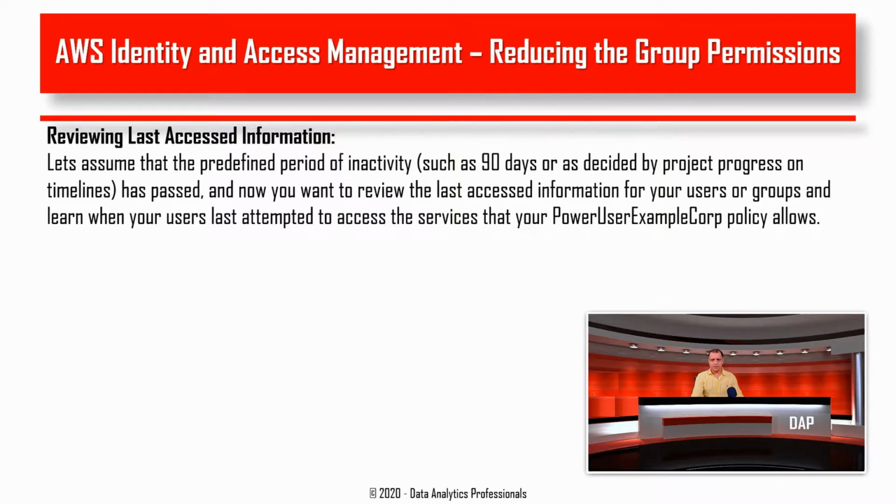Reviewing last accessed information. So let's assume that the predefined period of inactivity, such as 90 days, or as decided by project progress on timelines or by your project manager or seniors, has passed. Let's assume that, and now you want to review the last accessed information for your users or group and learn when your users last attempted to access the services that your power user example core policy allows. It's just an assumption, and the goal of the lecture is to see how we can actually check and reduce the permissions, and how to edit policies.